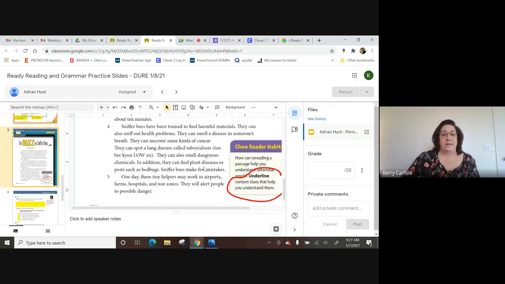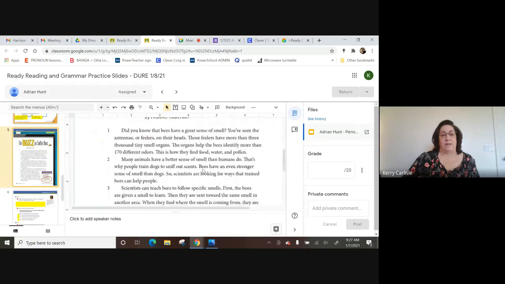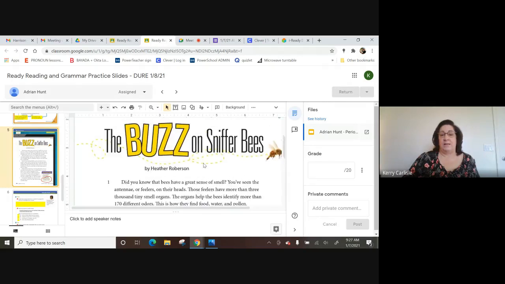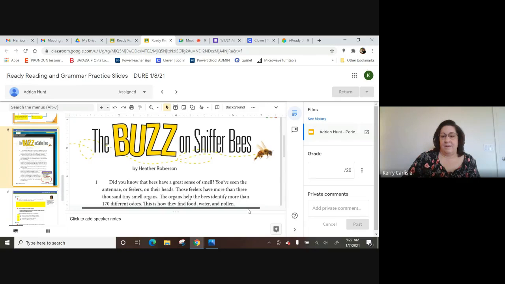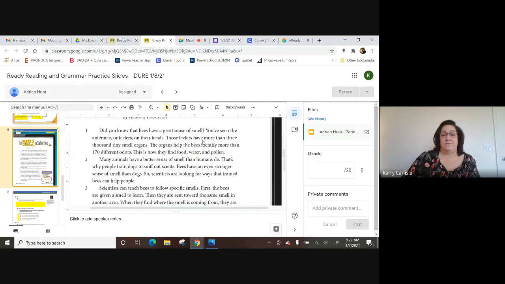Don't forget to read the little passage about the buzz on sniffer bees. It says, did you know that bees have a great sense of smell? And you've seen the antennae or the feelers on their head. They define the antennae on their head. Oops, I think I cut the head off of that poor bee. Oh, here. There we go. Antennae, right? And these feelers have more than 1,000 tiny smell organs as well.